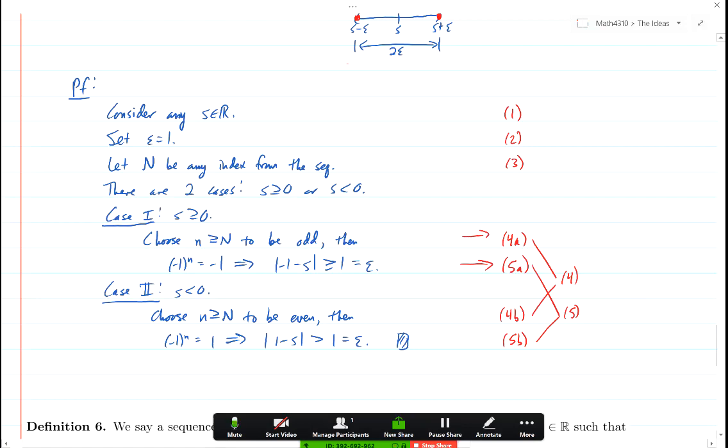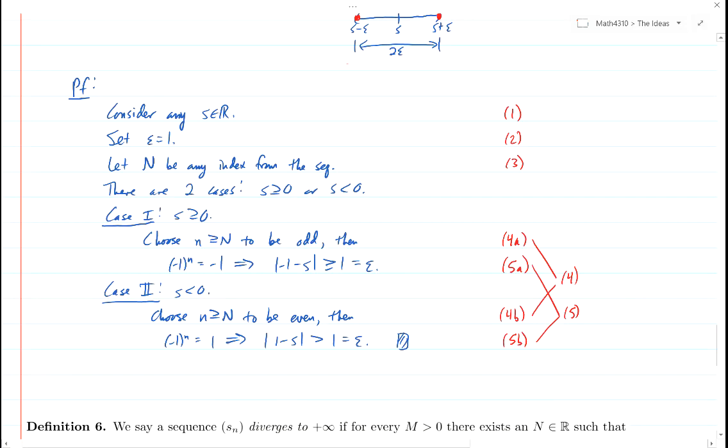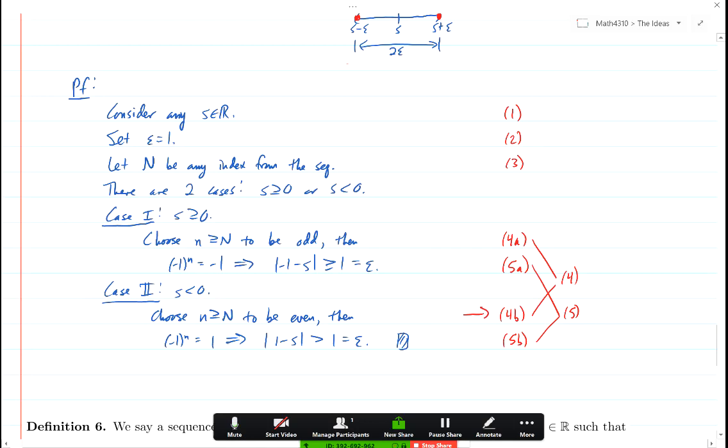I labeled it as 4a and 5a instead of 4 and 5, because that's only addressing half of my cases, Case 1. Case 2, this number S that you picked back in step 1 was negative. It was less than 0. Well, now I'll choose my little n to be even. And I know that there's even numbers as large as I need them to be. So I'll choose the even number to be greater than or equal to capital N. So this is step 4b. This is for the second case. And then my conclusion follows similarly as before. My distance between that term in the sequence and S is again greater than, in this case, strictly greater than the epsilon. I only needed greater than or equal.